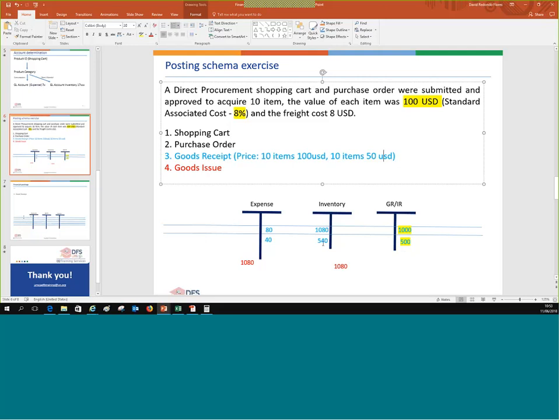In inventory, we are going to debit the same amount plus 8%, which is a total of 540, and this goes to expense account. This is fine, and I guess everybody agrees on this. Now, what happens if in June we acquired 10, in July we acquired 10, and in August we need to use these materials?